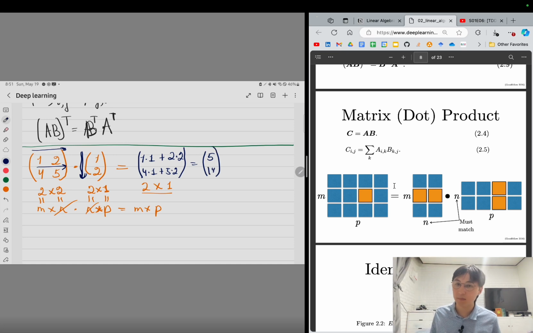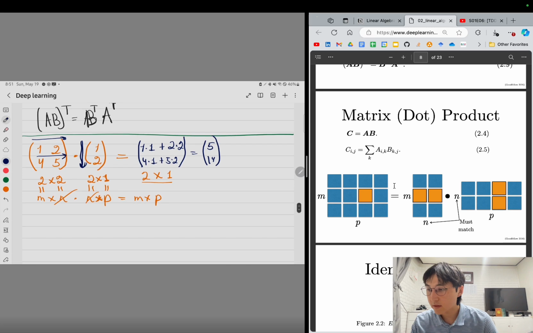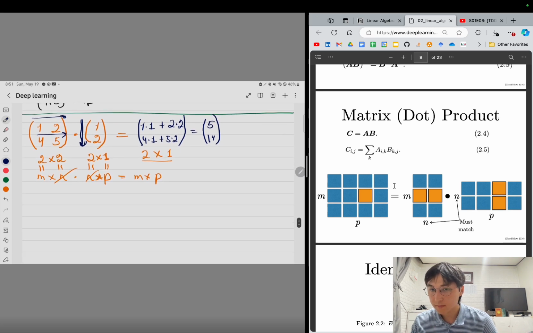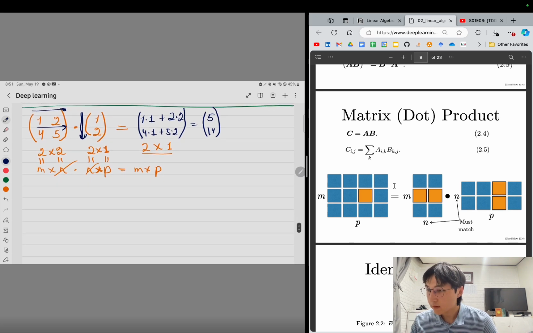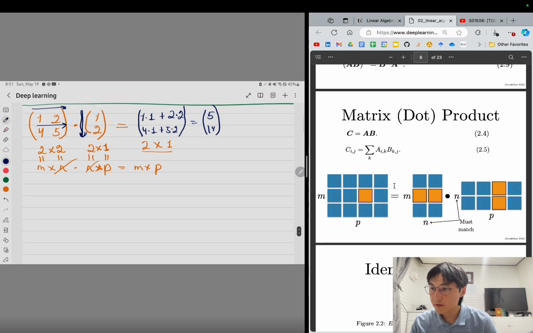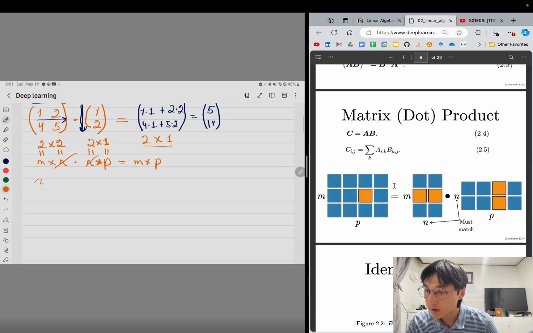That's matrix multiplication, and it is the dot product. So it's for vectors, and assume if we do matrix by matrix, it's also the dot product. There are two things: multiplication and dot product. What I am doing is the dot product.